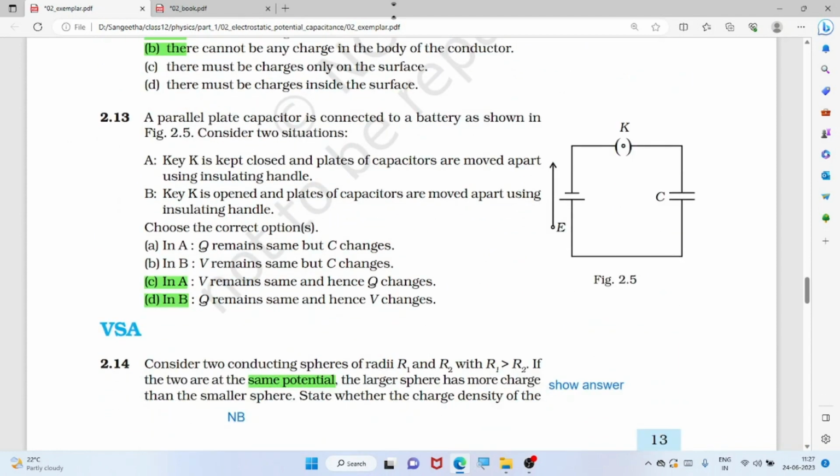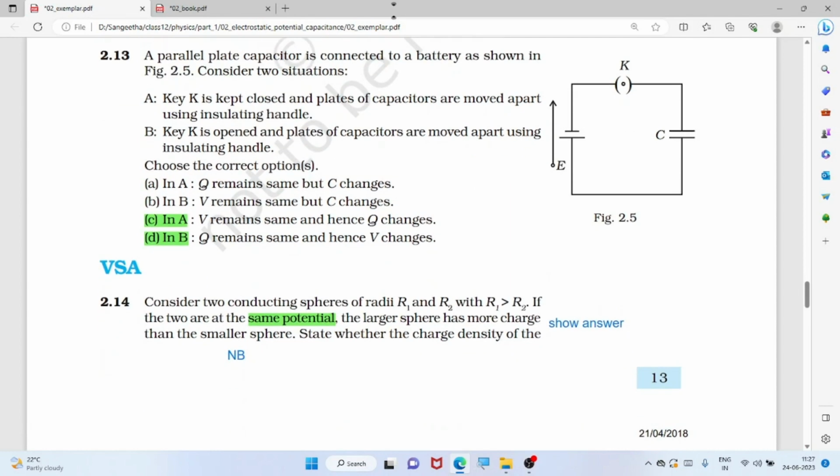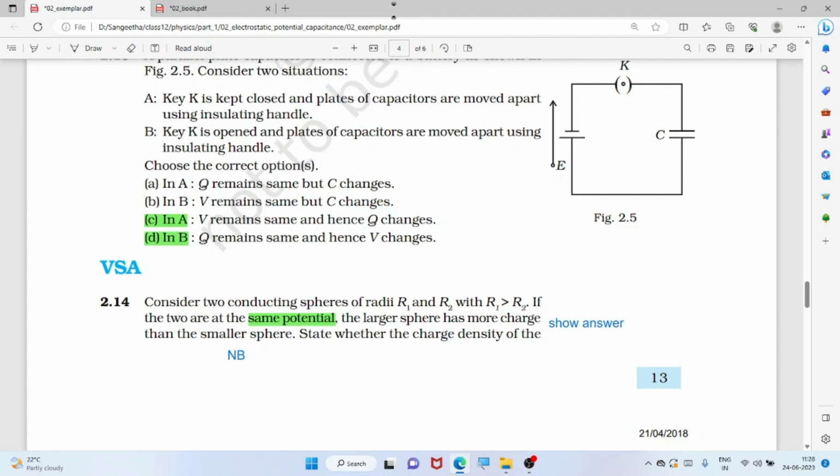A parallel plate capacitor is connected to a battery, as shown here. Initially the key is kept closed and the plates of the capacitor are moved apart using an insulating handle. Then the key is opened and the plates of the capacitor are moved apart further. So initially, when the key is closed, the capacitor will get charged, so V remains the same and Q changes. When the key is opened, by charge conservation the charge remains the same and the voltage changes.